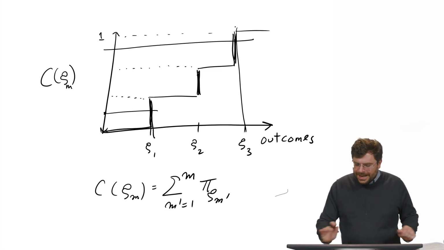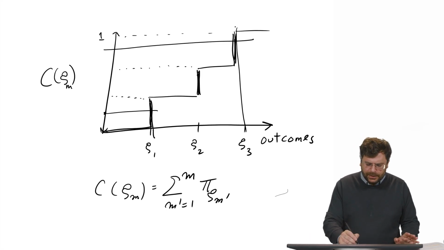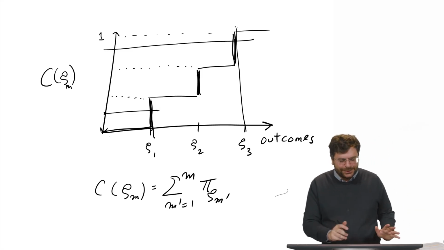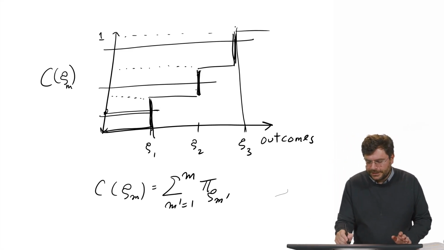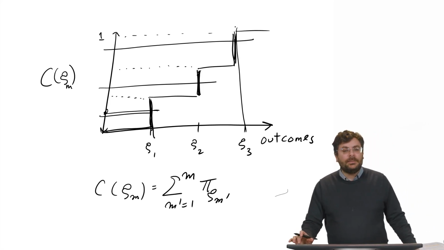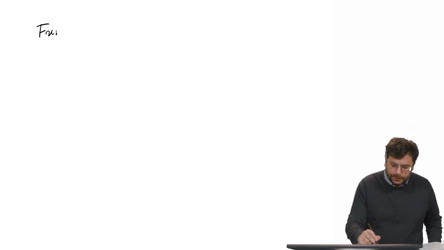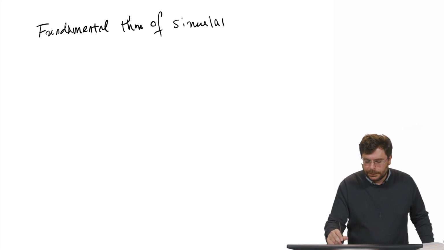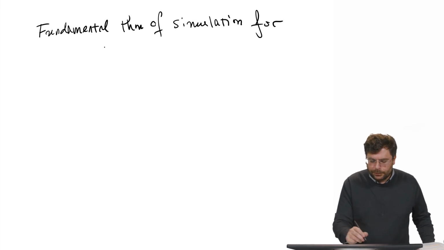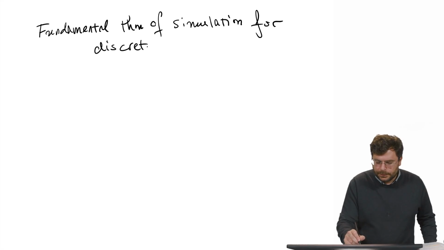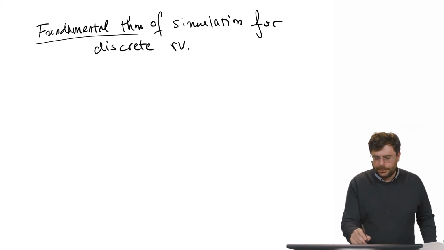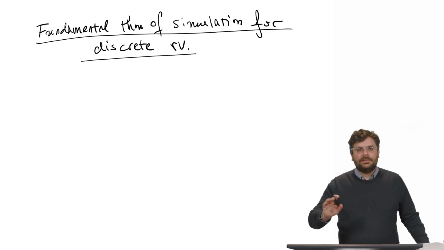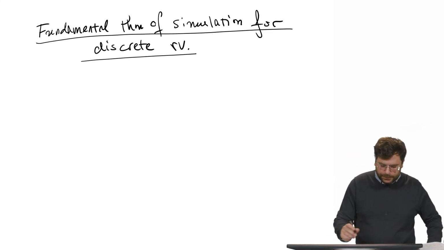Now, the algorithm for this doesn't quite seem so clear. How am I going to look at the intersection where this uniform random number intersects with a step, for example? So let's write it out in algorithmic form. In algorithmic form, this will be the fundamental theorem of simulation for discrete random variables. Okay, so what I'm going to give you now is called the fundamental theorem of simulation for discrete random variables.